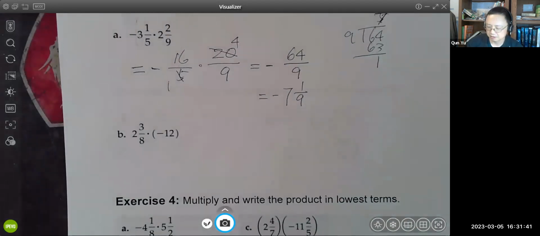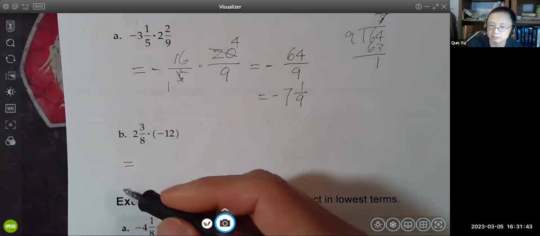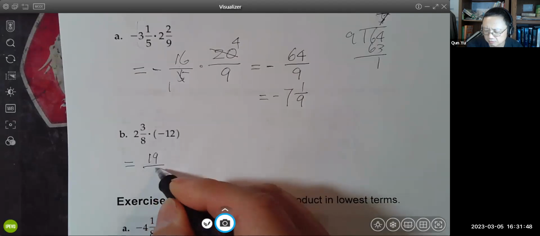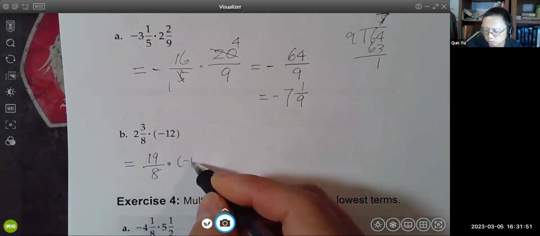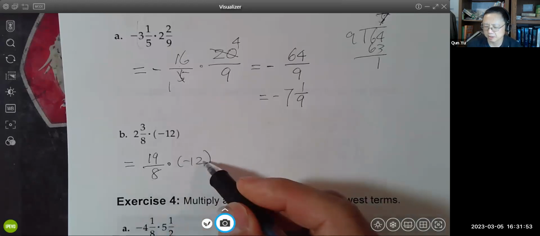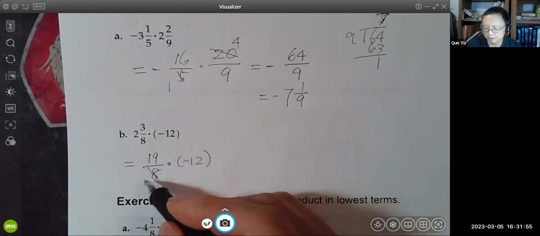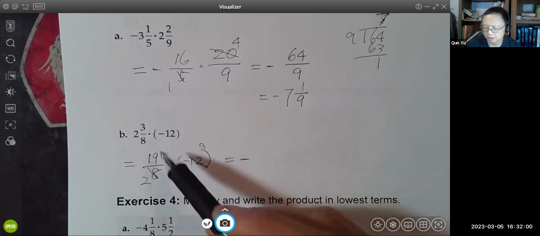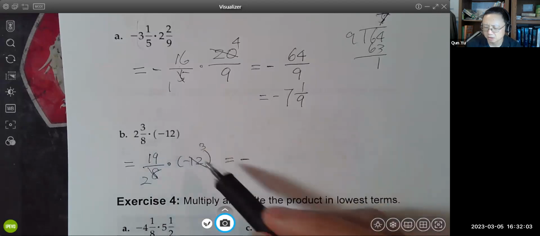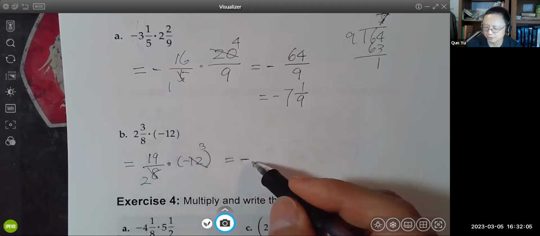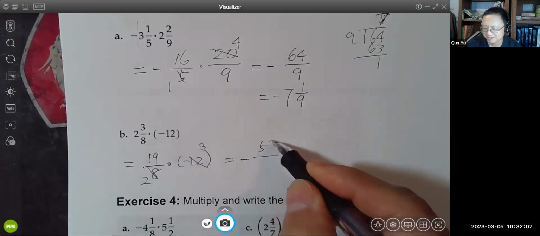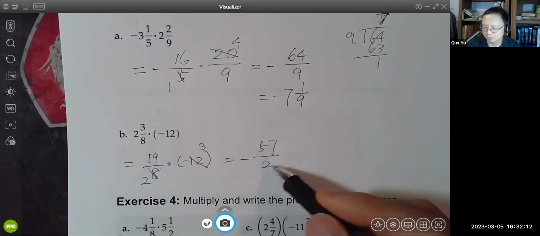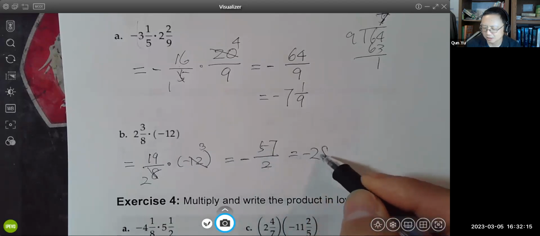Next one, we convert the mixed number to improper fraction. First is the 16 plus 3, 19. 19 over 8 times negative 12. So this 12 and 8 can be simplified by dividing by 4, right? I got 2, I got 3. So the result is negative because positive number multiplied by negative number. 3 times 19 is 57 and over 2. So 56 divided by 2 is 28. So negative 28 and a half.